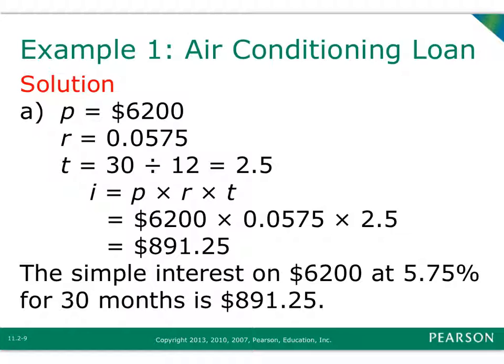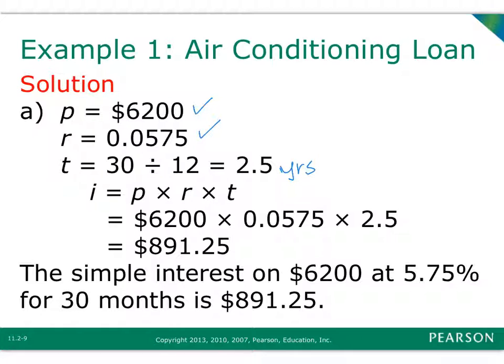So here's the solution. We write down that the principal P is $6,200. The rate in decimal form is 0.0575, and T, which is in months, so now we have to convert it to years, is 30 divided by 12, which is equal to 2.5 years.